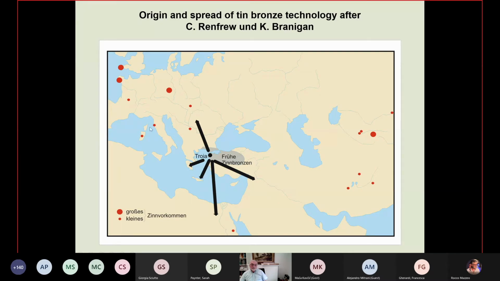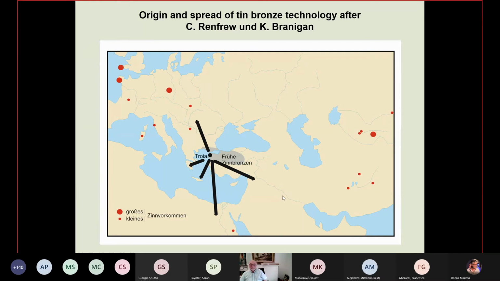These red points indicate proven and well-known tin deposits or occurrences. The small points indicate only small occurrences. But you see the major tin deposits are either in Western or Central Europe and in Central Asia, which is Uzbekistan, Tajikistan here, and possibly also in Afghanistan. There are also tin deposits in Egypt, but none in the vicinity of Troy, and certainly none in the Aegean.